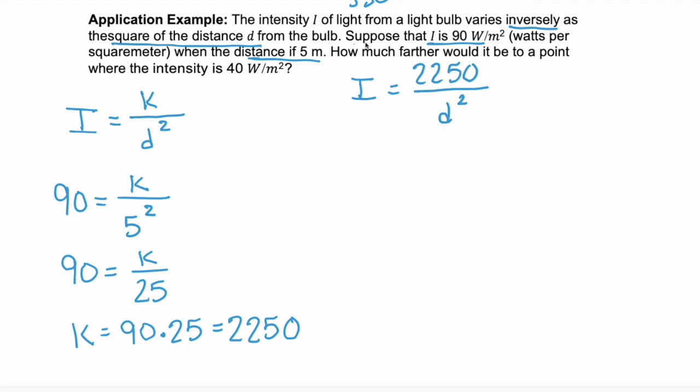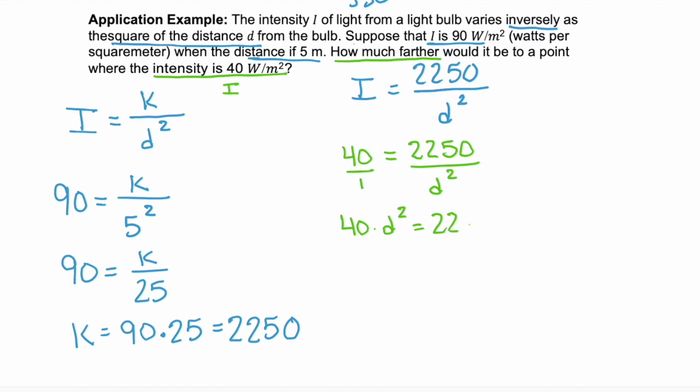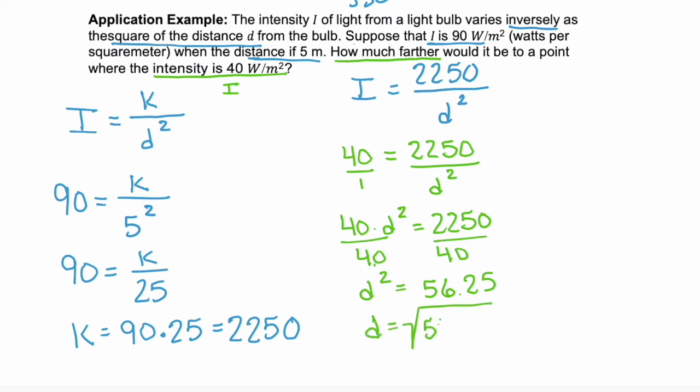Now, what do we need to solve for? How much farther would it be to a point where the intensity is 40 watts per meter squared? Okay, so this is I. So 40 equals 2250 divided by d squared. Well, that's over 1. So 40 times d squared, cross multiplying, gives us 2,250. Divide by 40. So d squared equals 56.25. D would be the square root of 56.25, or 7.5 meters. But be careful.